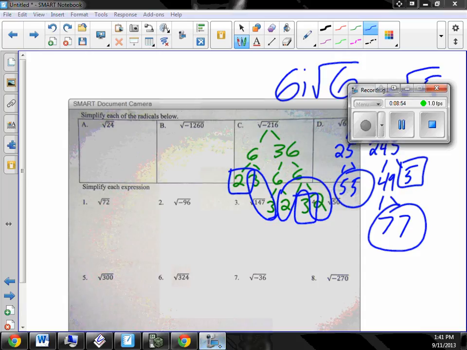All right, go ahead and finish this worksheet. You know everything you need to know. Well, what if everything comes out? Right, so looking at number 7, everything comes out, so it's just going to be 6i because there's a negative.